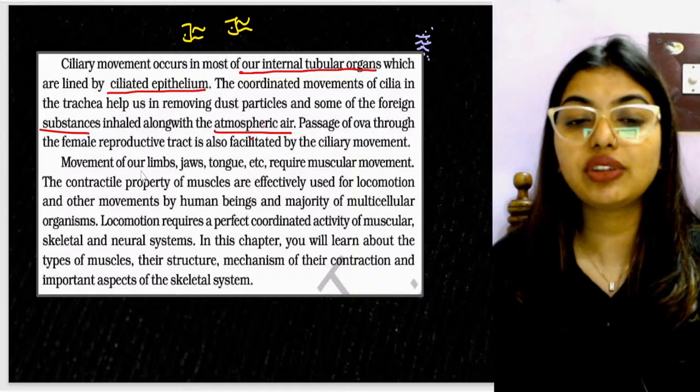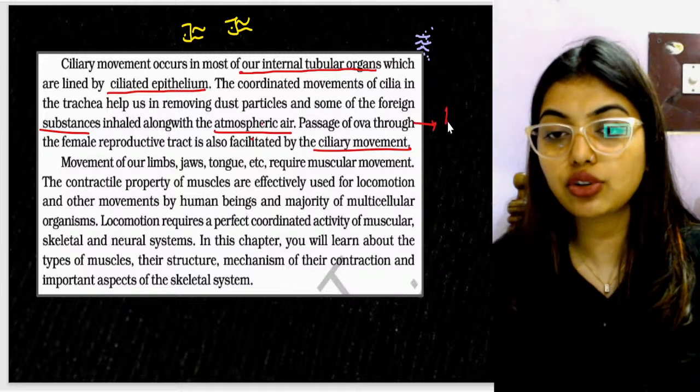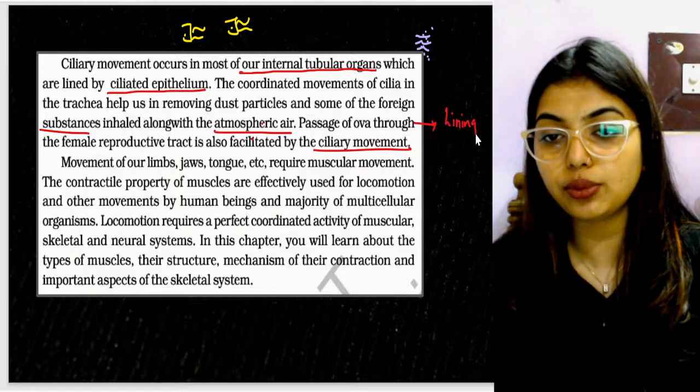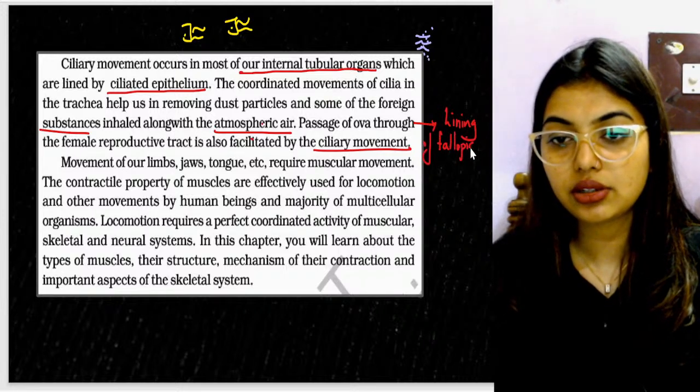Passage of ova through the female reproductive tract is also facilitated by the ciliary movement. This is what I told you, the lining of the fallopian tube.